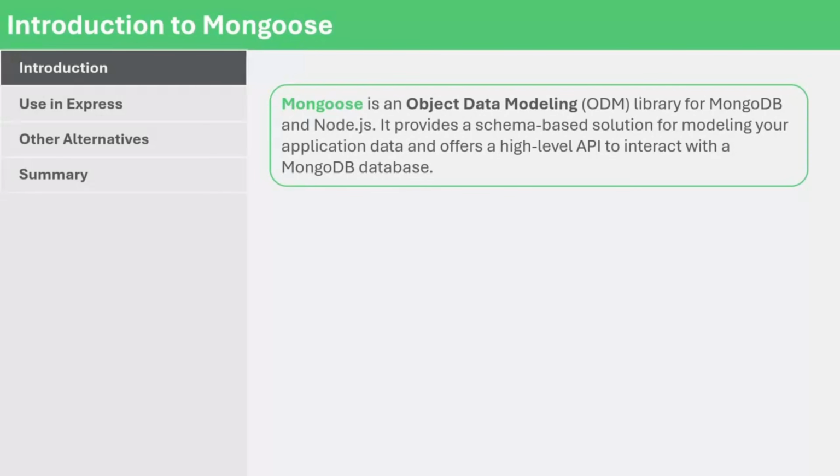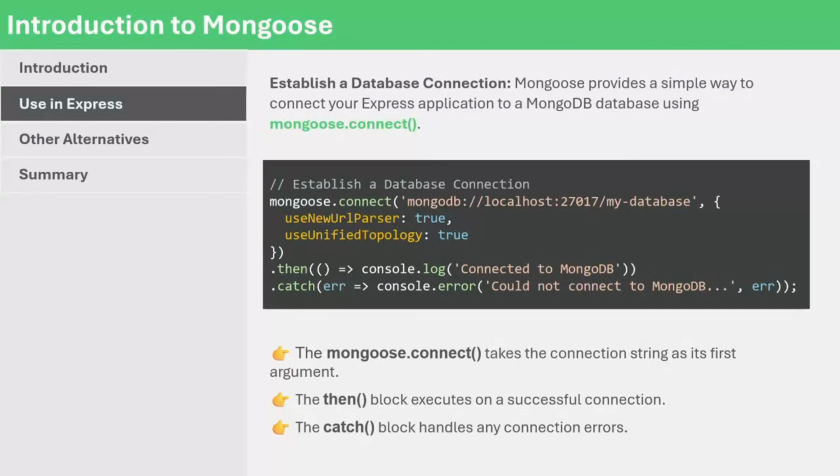modeling your application data, and it offers a high-level API to interact with a MongoDB database. You can think of it as an abstraction layer that sits on top of the native MongoDB driver. While you can also use the native MongoDB driver to work with MongoDB from your Express application, when you use Mongoose, it simplifies the process of connecting to MongoDB and working with the database by providing a more structured and intuitive way to manage your data. In an Express application, we typically use Mongoose for connecting to the database.